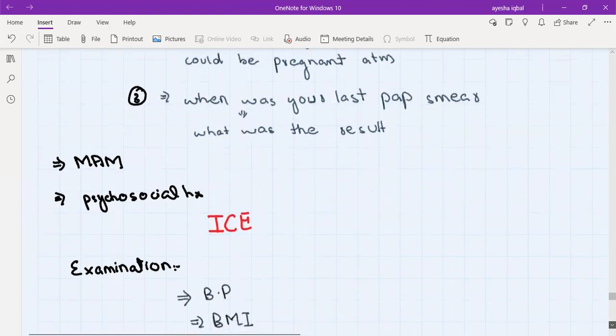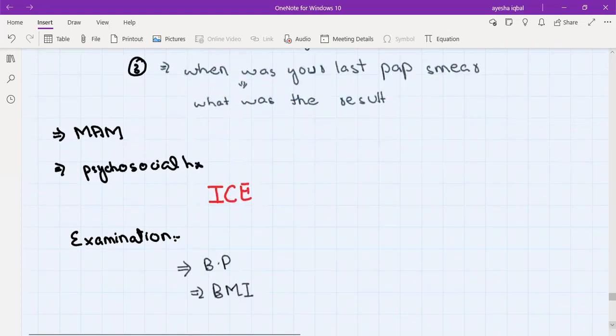And then ideas, concerns, and expectations. So we have already asked about her ideas about other methods of contraception in the beginning and why she thinks that combined oral contraceptives suit her the best. So we've already done that. If you forget doing it in the beginning, then you can ask it here. And then any concerns that she might be having about the oral contraceptive pills. Okay, so maybe she's worried about certain side effects or whatever she's worried about. We'll ask about that. And expectations, you already know that she's expecting you to prescribe her COCPs.